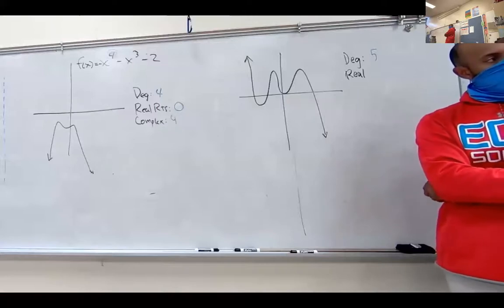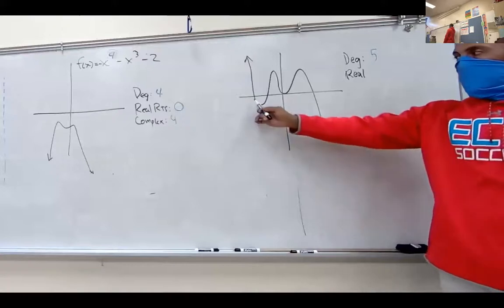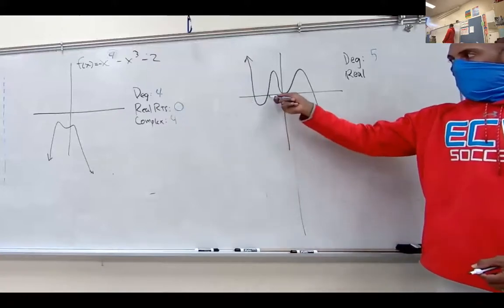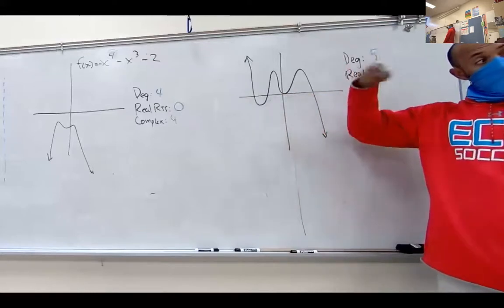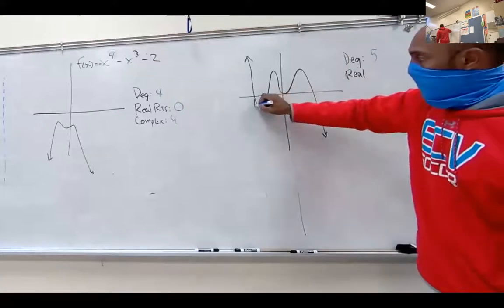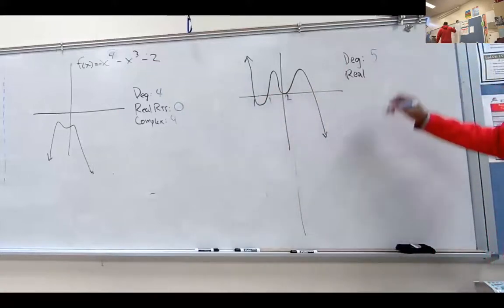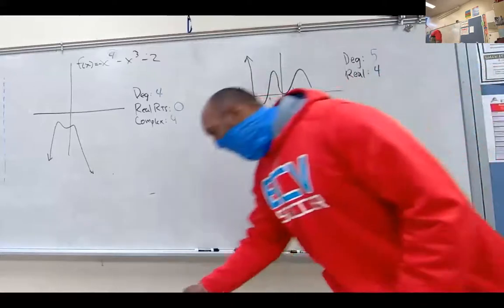3, 4. Okay, how many there? 1. How many here? 1. How many there? 1, 2. It bounces. So remember, if it bounces, it counts as 2, which means you have 4 real roots. Okay.